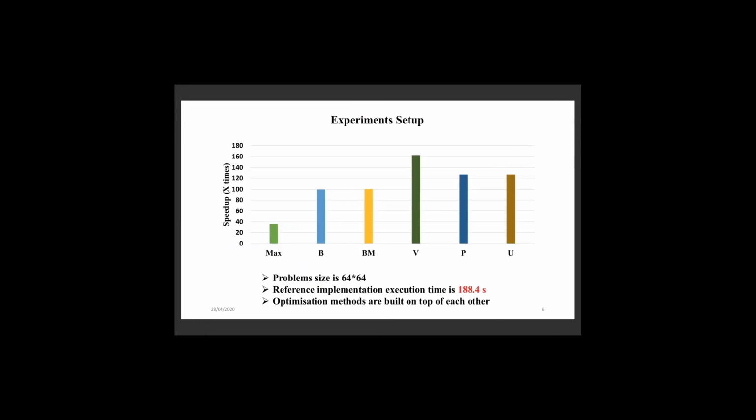So to set up the experiment, we have chosen 64 by 64 problem size as a case study for this poster. Firstly, we have run the kernel without any optimization or mapping methods. And this kernel took over 3 minutes to be executed and to finish the 40,000 iteration calls.